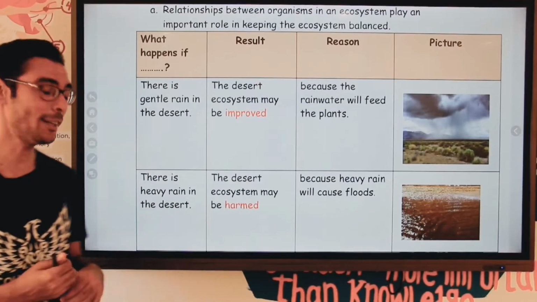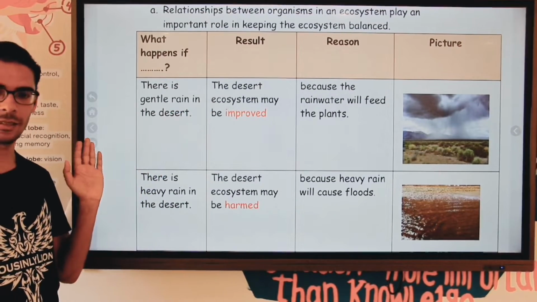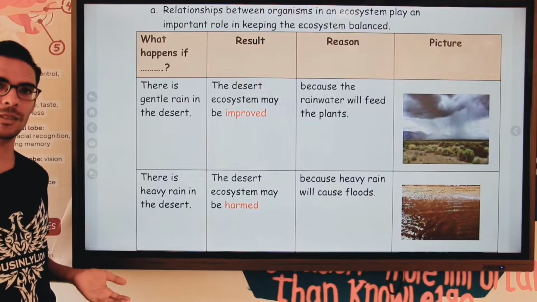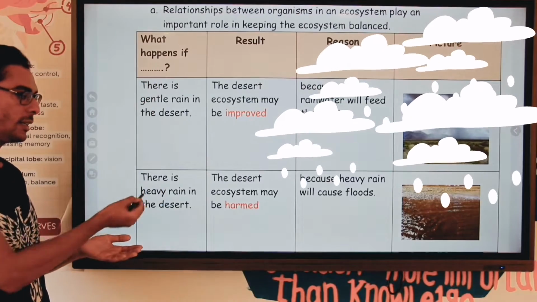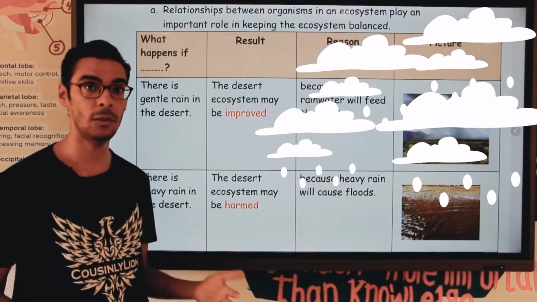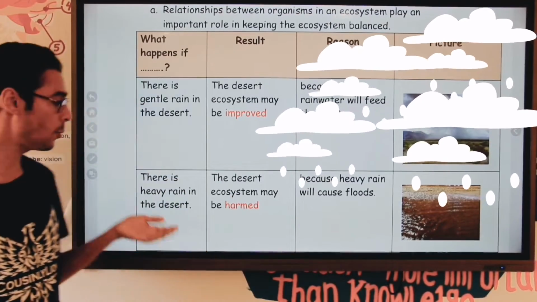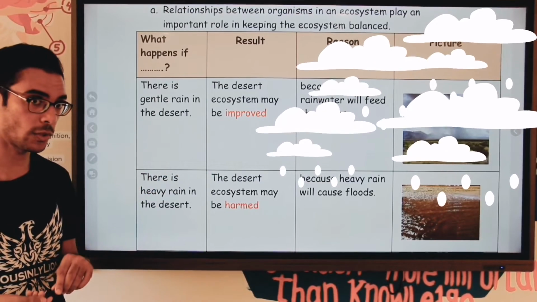The following one here is going to be the change in the climate. That is what happens normally. So what happens if we change the climate in the desert ecosystem? For example, what happens if there is heavy rain in the desert? The word heavy refers to a large amount of water, an extra amount of water. What happens if we have a large amount of water falling in the desert ecosystem?